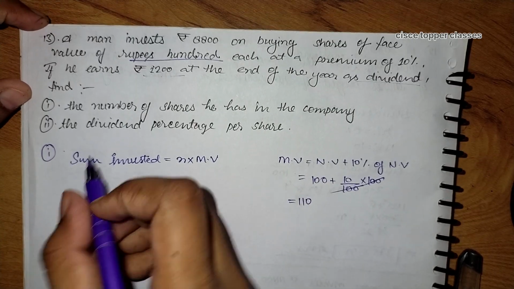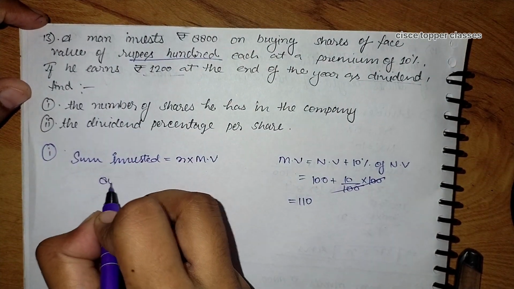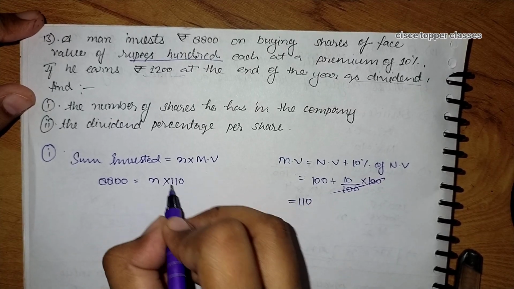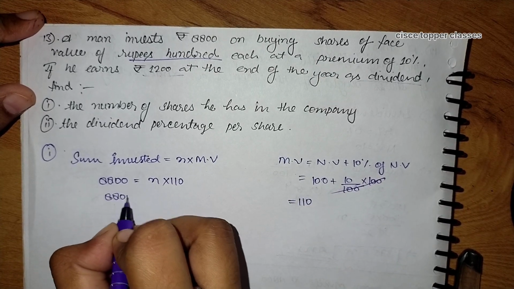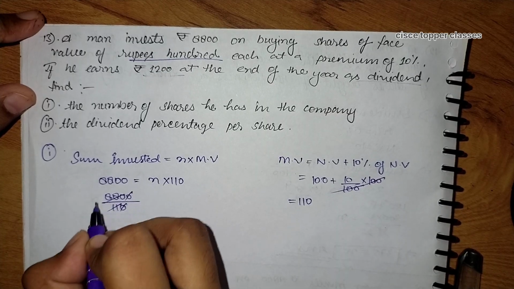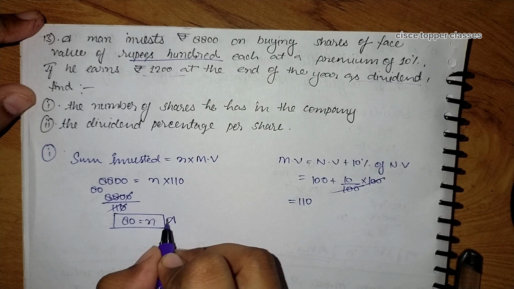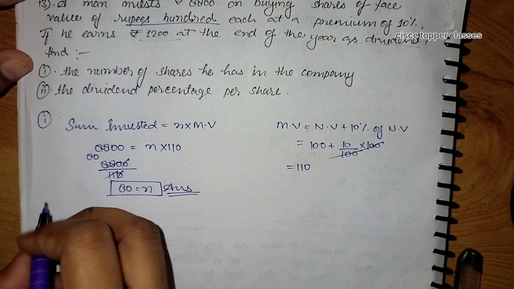We will put all the values here. The sum invested is 8800. So 8800 equal to number of shares we have to find into market value, which is 110. So on dividing this part, 0 will be cancelled out, and here we will get 80 as the number of shares in the first part. So this is the answer of first part of question number 13.